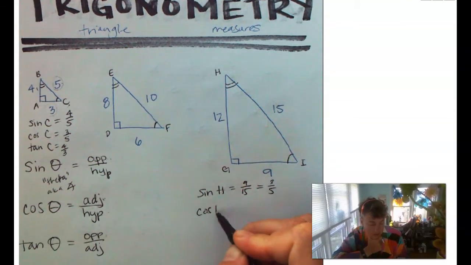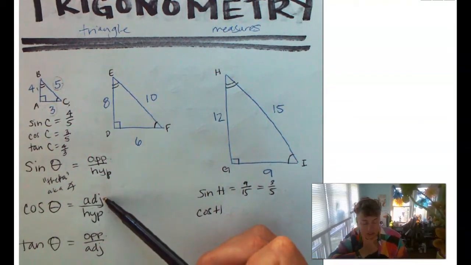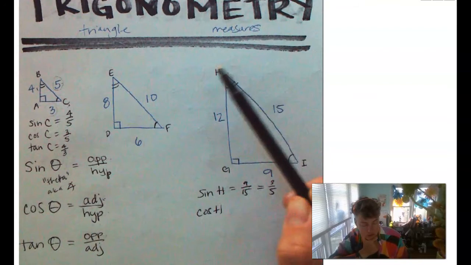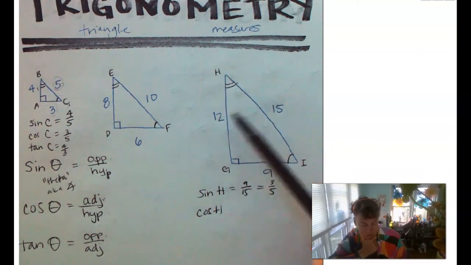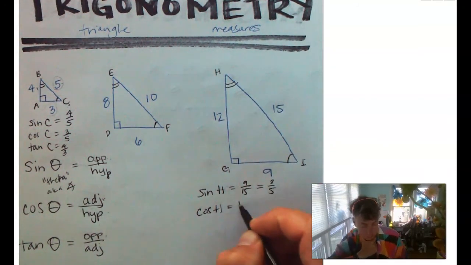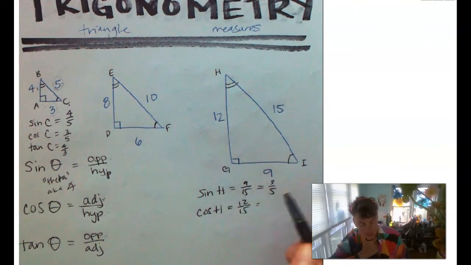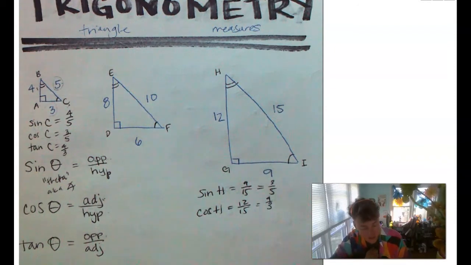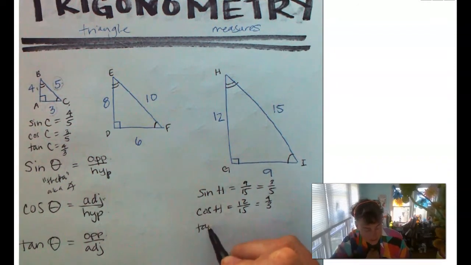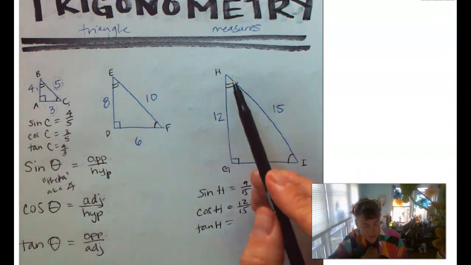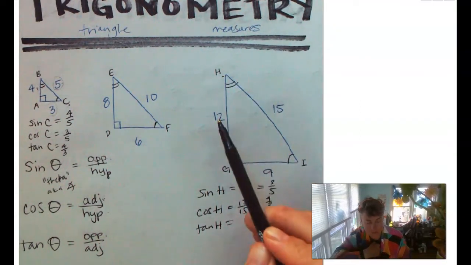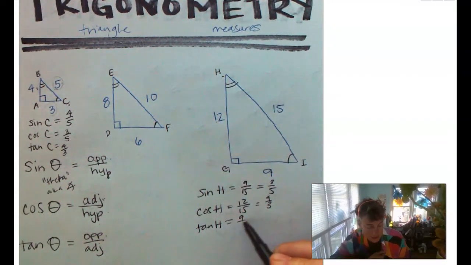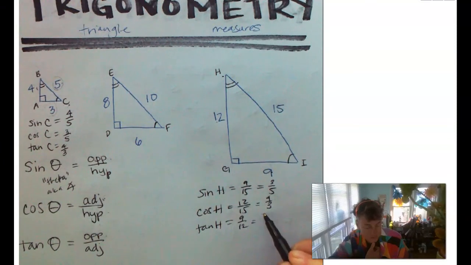The cosine of H is the adjacent side over the hypotenuse. The adjacent side to H is 12 over the hypotenuse, 15. So 12 over 15, which reduces, if we divide by 3, to 4/5. And then finally, the tangent of angle H is the opposite over the adjacent side. 9 over 12, which reduces, of course, to 3/4.